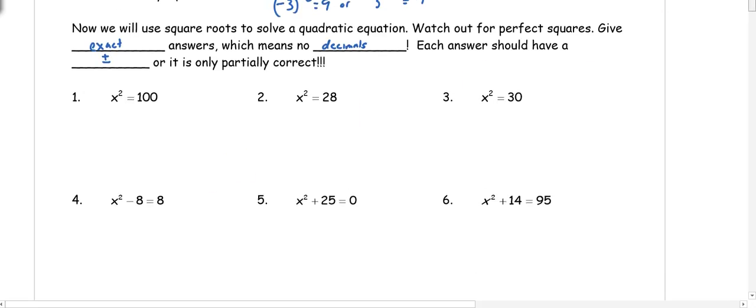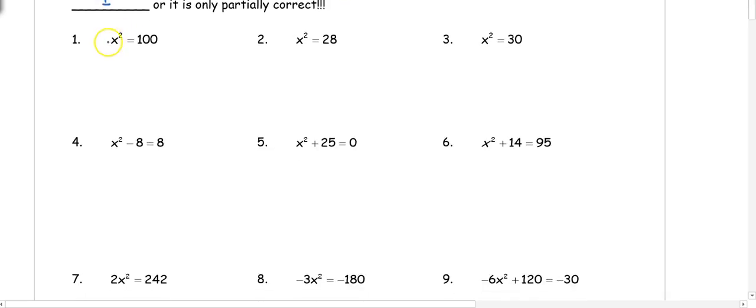So in number 1, we have x squared equals 100. So we're going to take the square root of both sides, and we get x equals plus or minus the square root of 100. And we know the square root of 100 is 10, so we would have plus or minus 10. Number 2, I'm going to take the square root of both sides, so I get x equals plus or minus the square root of 28.